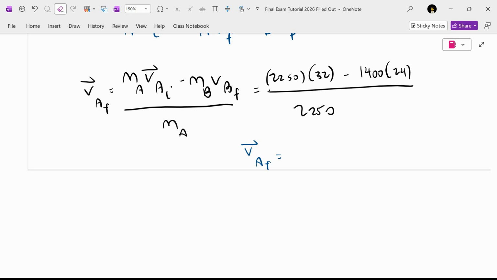17.1. Anybody else? Yep. So car A slowed down because it gave some of its momentum to car B, but it's still going forwards. We visualize that. Car B was parked. Car A came in, boom, and they both kept going, but car B kept going away faster. 17.1 meters per second. Direction, positive, so south.